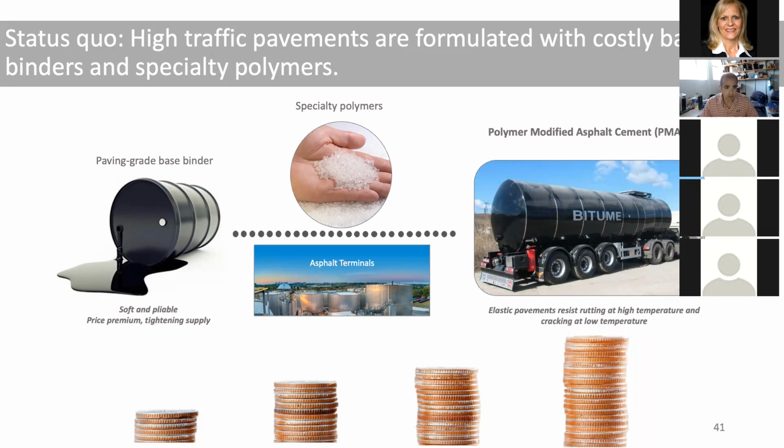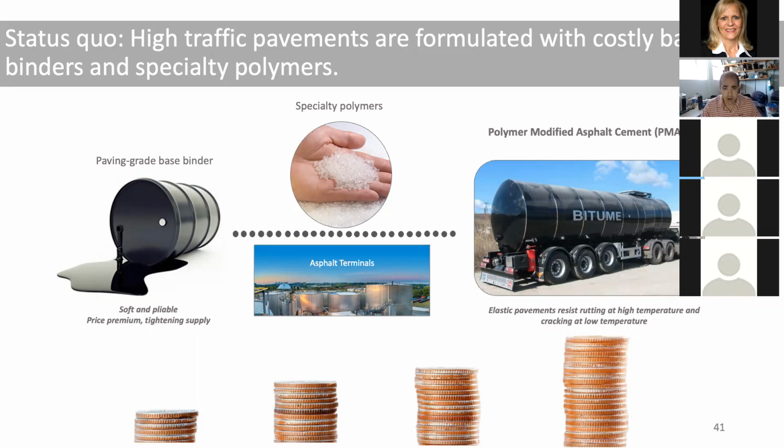They can be melt blended into a base binder, and the elastic properties that the polymer adds to the asphalt enable it to resist that plastic deformation that leads to the rutting problem, without overly stiffening the material at lower temperatures, which exacerbates cracking. The issue is that polymer modification is quite expensive.